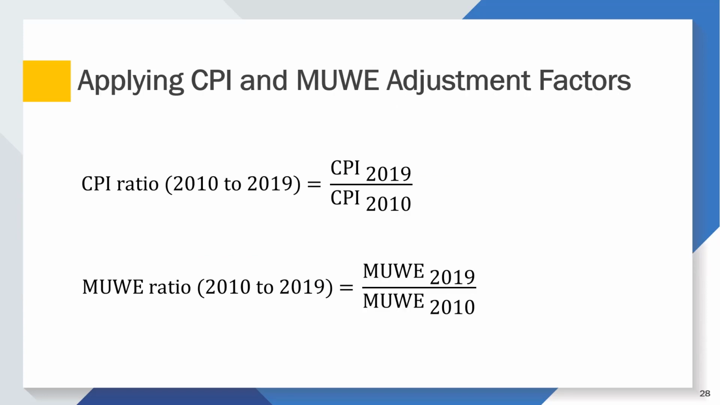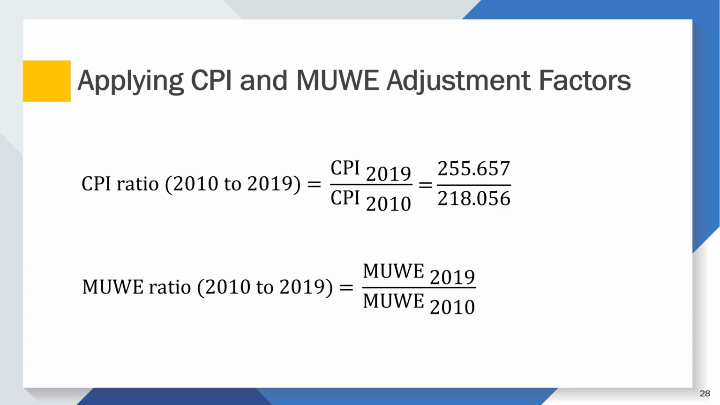You'll need the CPI and MUWE from the same year as the source crash costs, as well as the update year. For example, to update 2010 crash costs to 2019 dollars, you should determine the ratio of the CPI value in 2019 to the CPI value in 2010, and the same for MUWE.